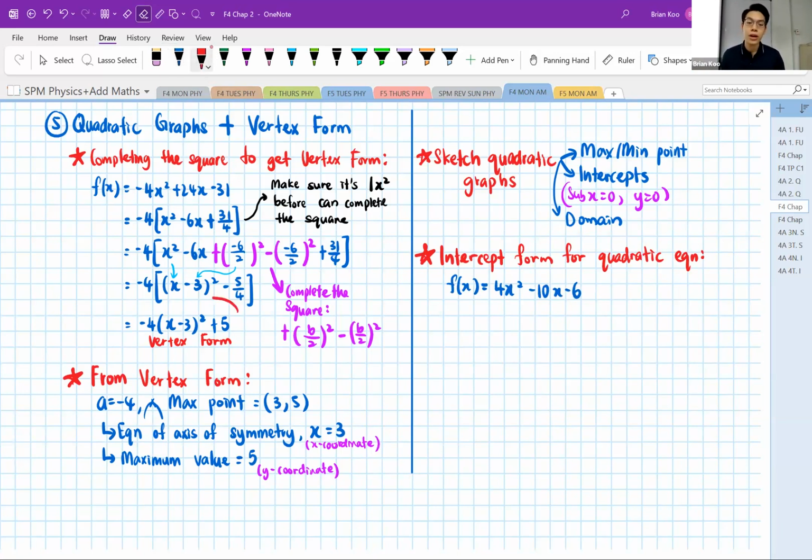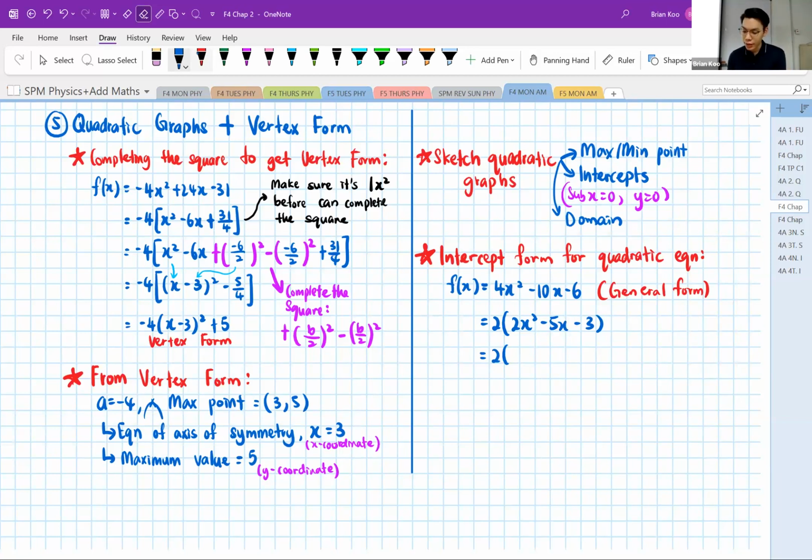You know how this one we call vertex form? And if we have something like this, we call it general form. There is one more form called intercept form. I'll show you how to do it. First of all, you factorize whatever you can. Remember, this is not completing the square, so you just factorize the 2 out. Everybody can divide by 2.